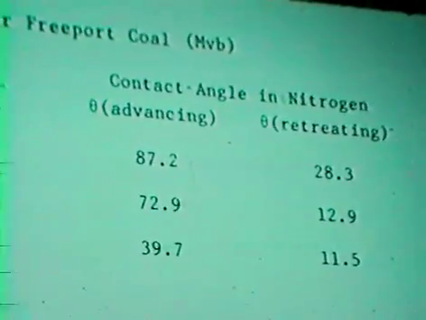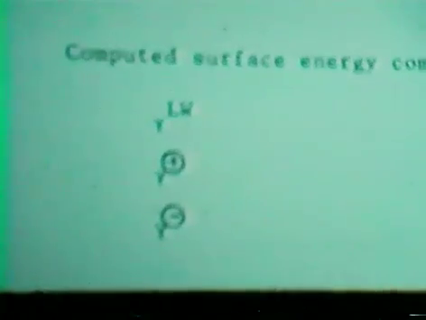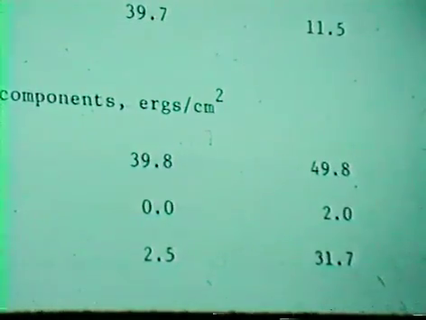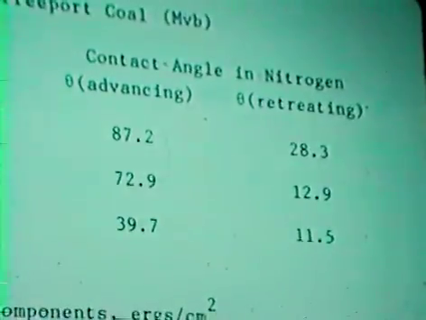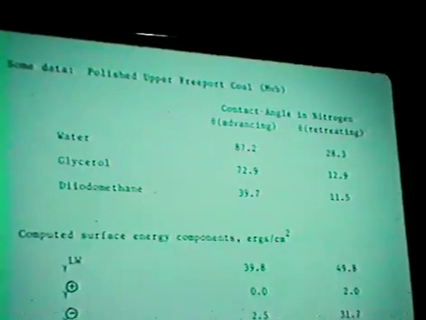Now, the curious thing right off is that we have a huge hysteresis of contact angle, about 87 minus 28, 40 or 50 degrees. For all of the coal samples that we've used, the hysteresis of the water contact angle was around 40 or 50 degrees. There was a corresponding hysteresis in the glycerol contact angle, and a corresponding hysteresis, independent of coal rank, independent of the composition of the coal, for diiodomethane.